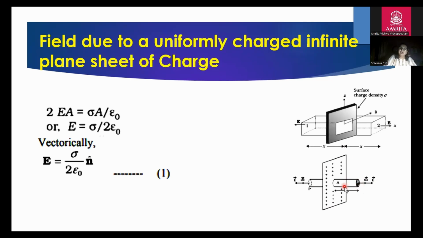Either you can consider a cylindrical Gaussian surface or you can consider a rectangular Gaussian surface. Both are the same. If you consider rectangular also, you can derive this relation. That is, the base portion should contain the charge. Okay.